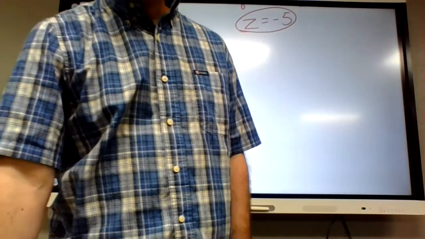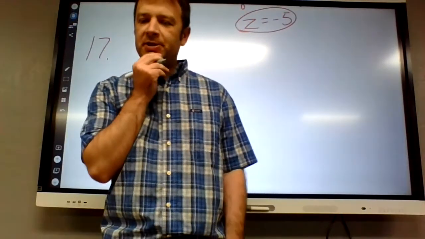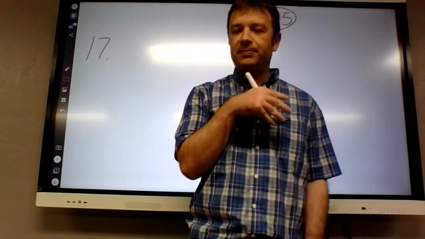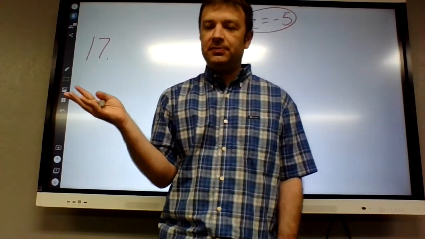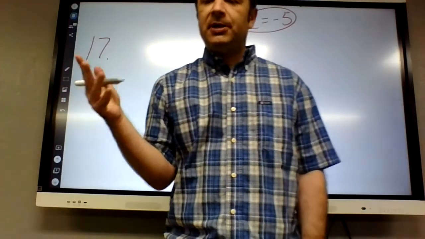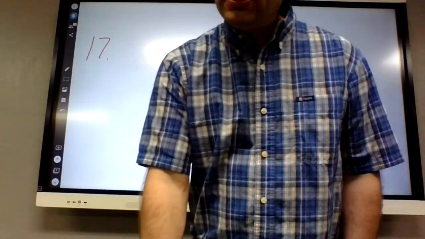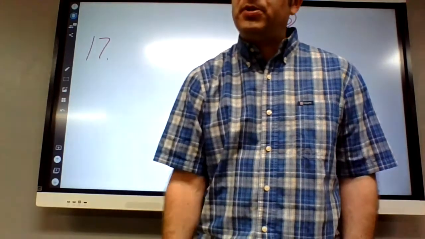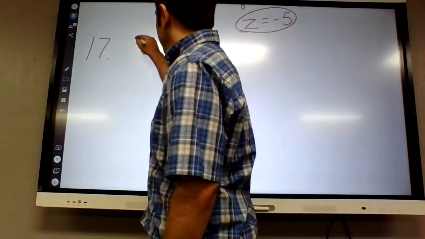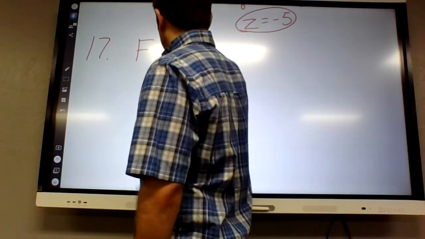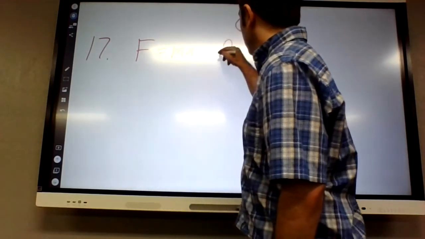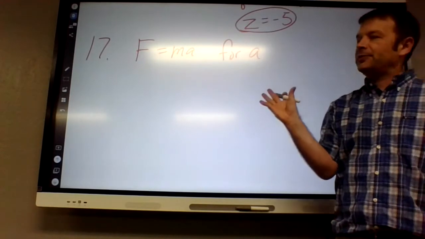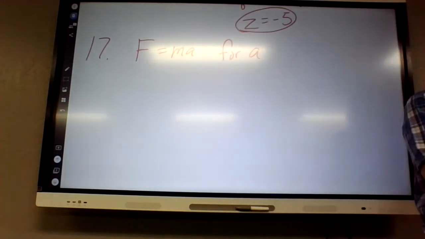Oh, new section. Okay. Solve each literal equation. I think what they mean by literal equation is like an actual equation that describes real things. You might recognize a couple of them. For the indicated variable, f equals ma for a. What do they mean by for a? We're supposed to solve for a, which means get a by itself, so it says a equals blah, blah, blah.